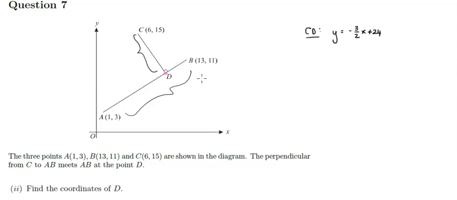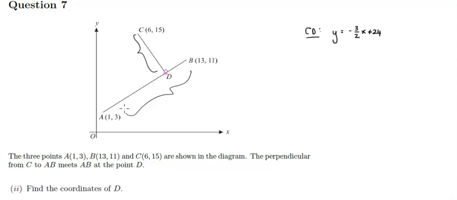So once you know that, all we need to do is get the equation of AB and get the equation of CD and solve those two equations simultaneously, because that's how we find points of intersection. D in this case is the point of intersection between these two lines. We already have the equation of CD, so all we need to get now is the equation of AB, and then we can find the point D.